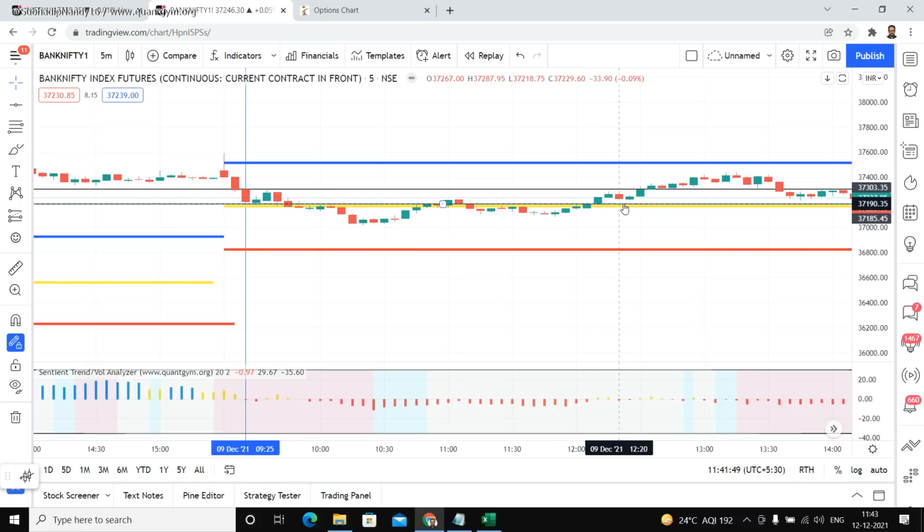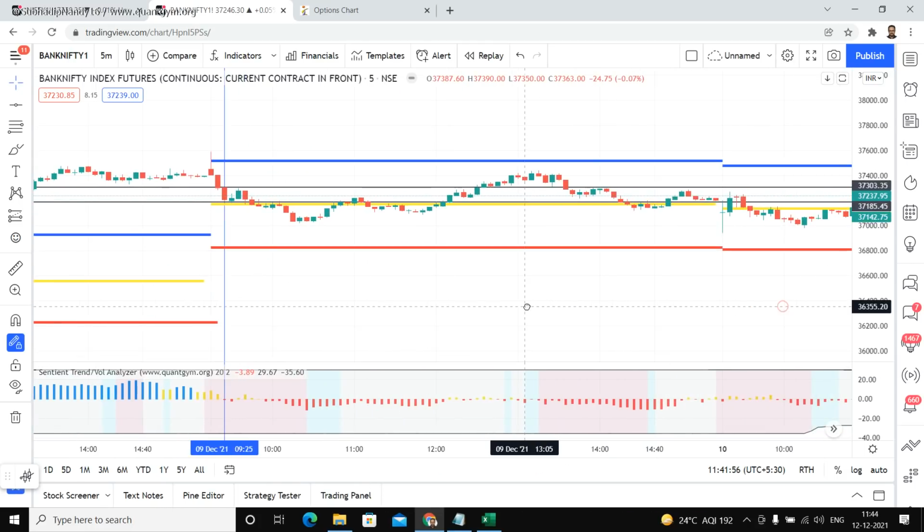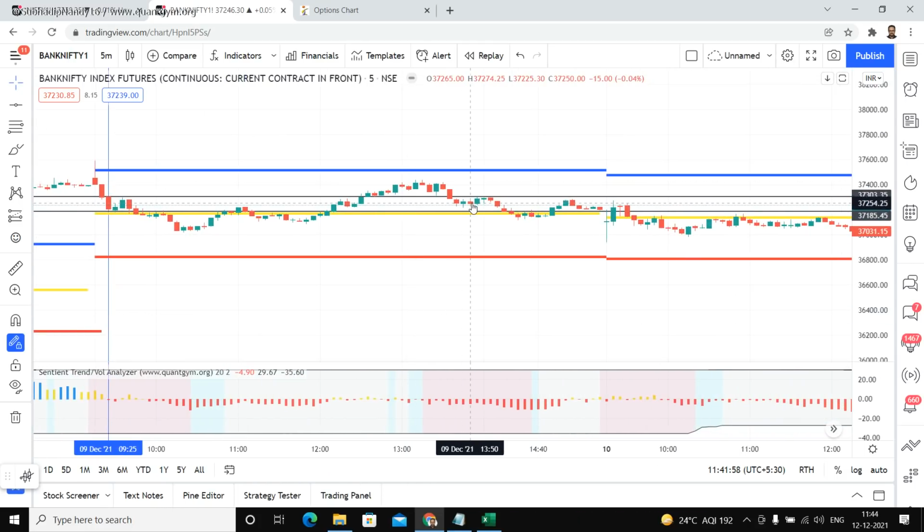I'm waiting for this line to break, right? It doesn't break, goes above. Now you will see this will become a support here. This is where the break comes, around 225. So if you short here with a stop loss here, you're almost flat till the end of the day.